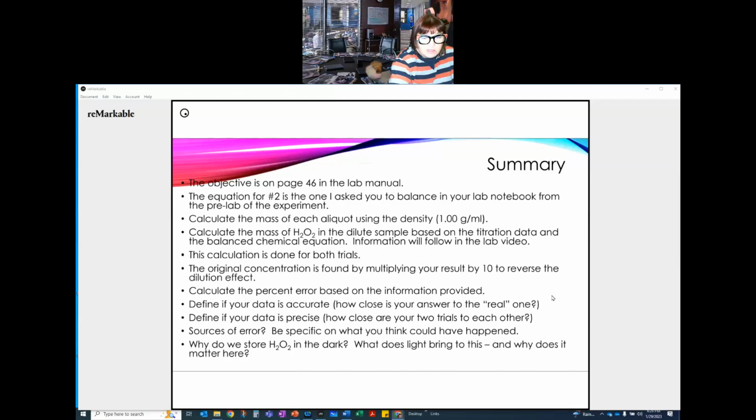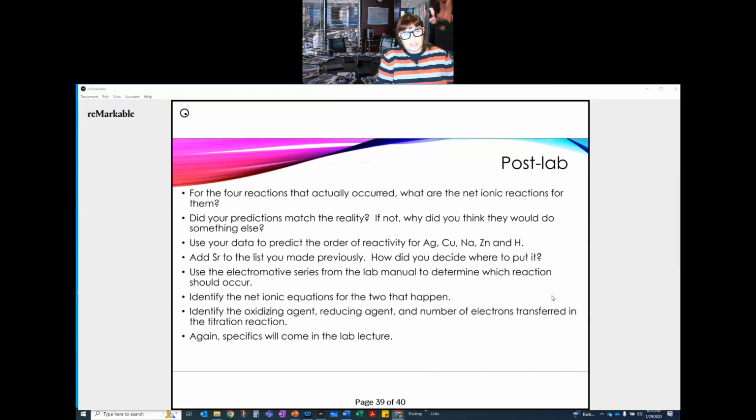So there's the summary. As far as the post-labs, did the 4 reactions that actually occurred, what are the net ionic reactions? Okay, so there are 4 that actually happen, the rest of them don't. What are the net ionic reactions for those? Did your predictions match the reality? If not, why not? What do you think you could do to help you determine if that's going to happen in the future? I want you to use your data to predict the reactivity for Ag, Cu, Zn, and H. And then I want you to add strontium to that list.